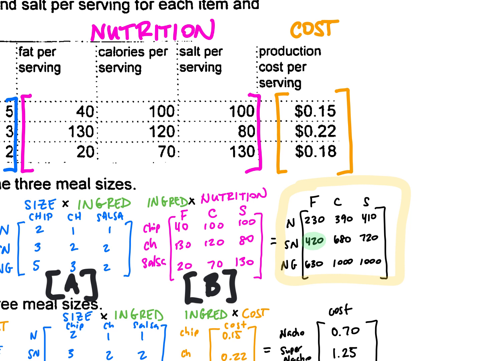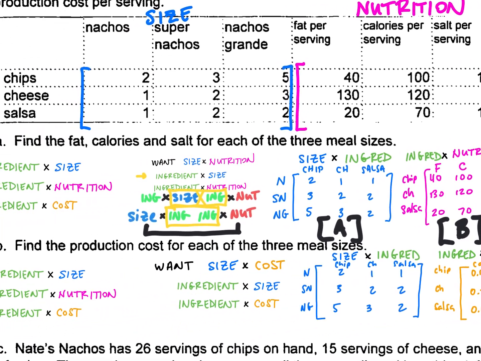Or if I asked, how much salt per serving is in a nacho meal? Well, we would look at the nacho meal and the salt serving and say 410 servings of salt, right? So that's going to be our solution matrix, okay? Let's take a look at this next one.